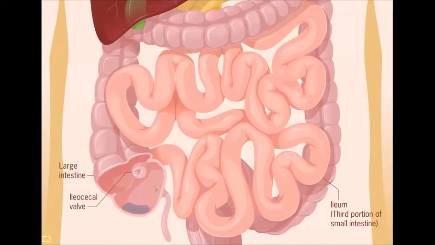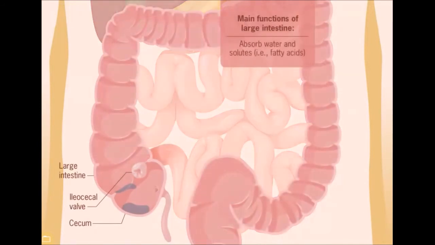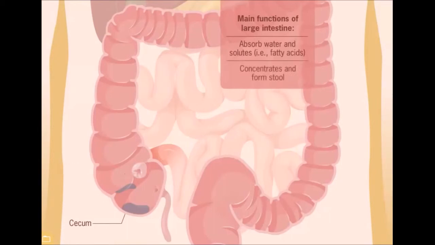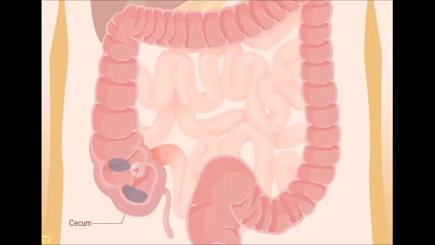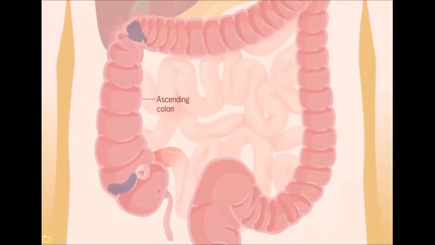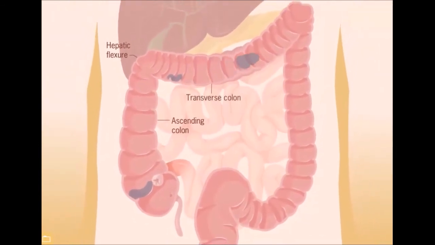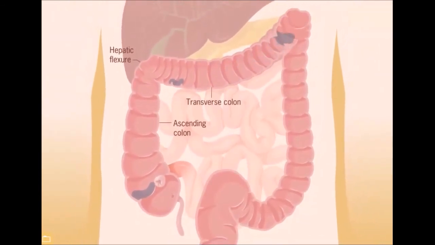The first portion of the large intestine is called the cecum. The main function of the large intestine is to absorb water and solutes, such as fatty acids, which help concentrate and form the stool. The bolus is pushed by a peristaltic wave up and through the ascending colon, which passes through the first major bend in the colon, the hepatic flexure. The bolus is now pushed through the transverse colon and then travels through the second major bend, the splenic flexure.